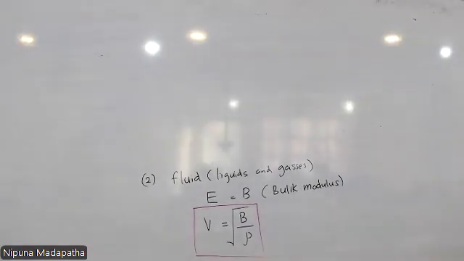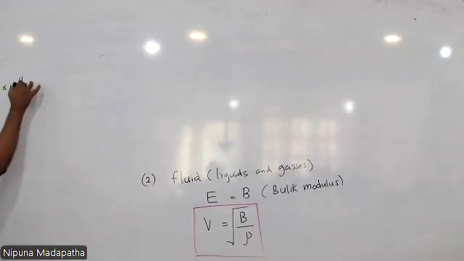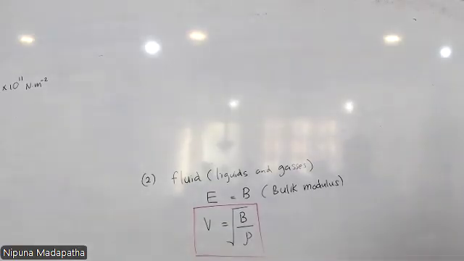Find the speed of sound waves in steel. The density of steel is 8,000 kilograms per cubic meter, and Young's modulus for steel is 2 times 10 to the power 11 newtons per square meter.